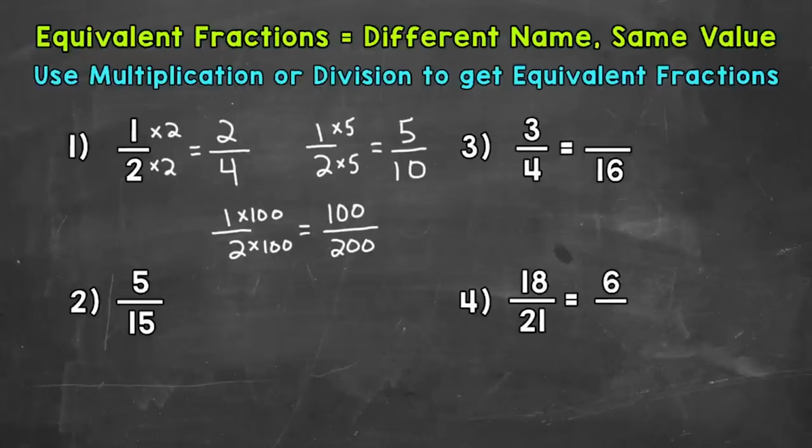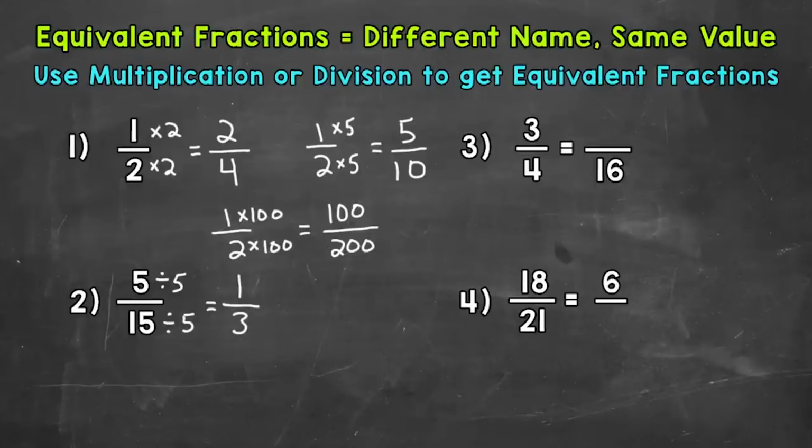We can use division for this one because we have something we can divide both 5 and 15 by. We can divide both of them by 5. So let's do that and see what equivalent fraction we get. So 5 divided by 5, and then 15 divided by 5. 5 divided by 5 gives us 1. And then 15 divided by 5 gives us 3. So 1/3 is equivalent to 5/15.